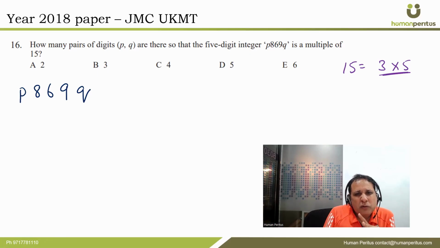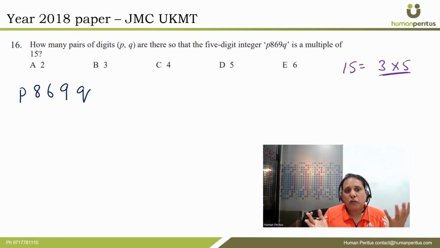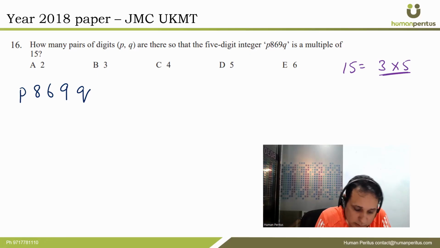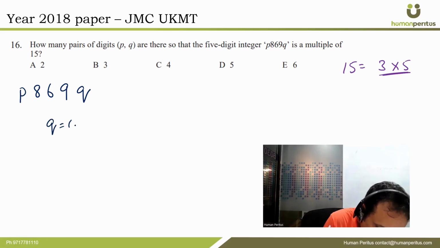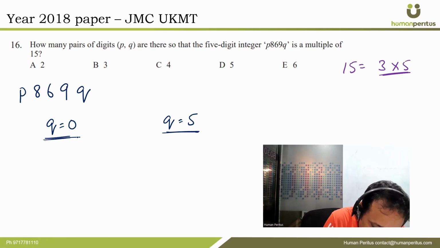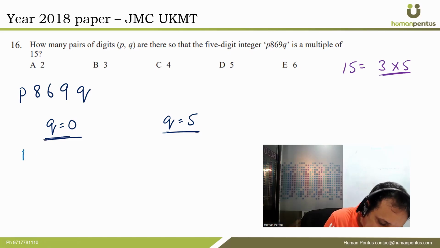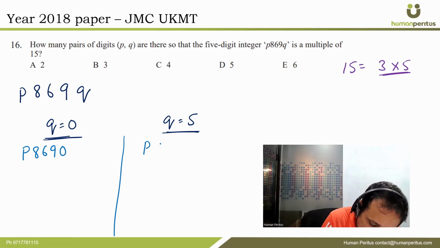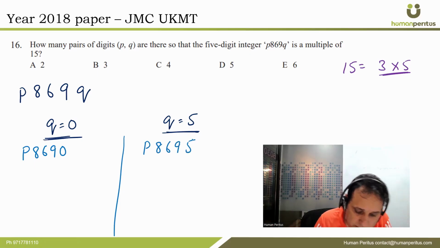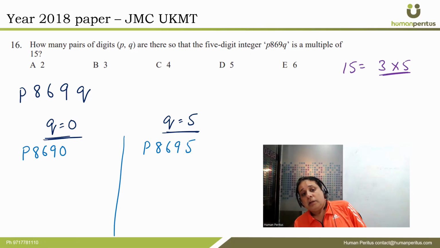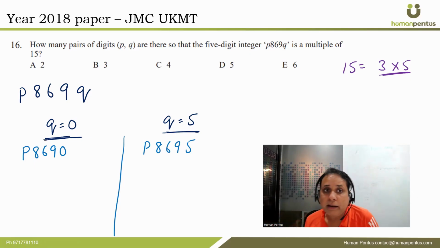Now always start with the easier one. The easier one is checking for 5. For 5, what should happen? My Q should be either 0 or 5. So the value of Q can be either 0 or 5. These are two cases. Now I have to think of P. If Q is 0, my number becomes P 8, 6, 9, 0. Here it is P 8, 6, 9, 5. These are two cases.